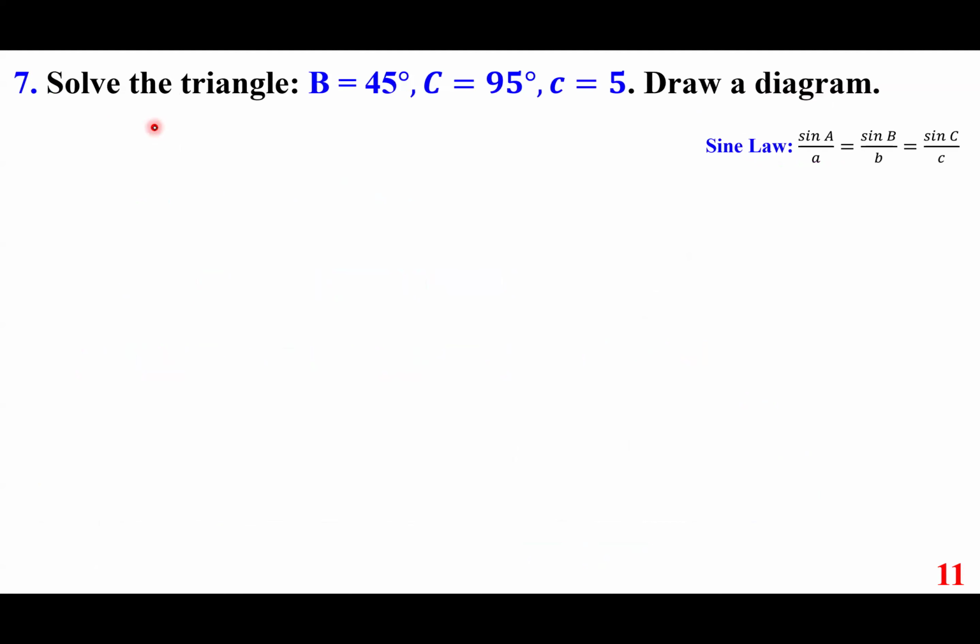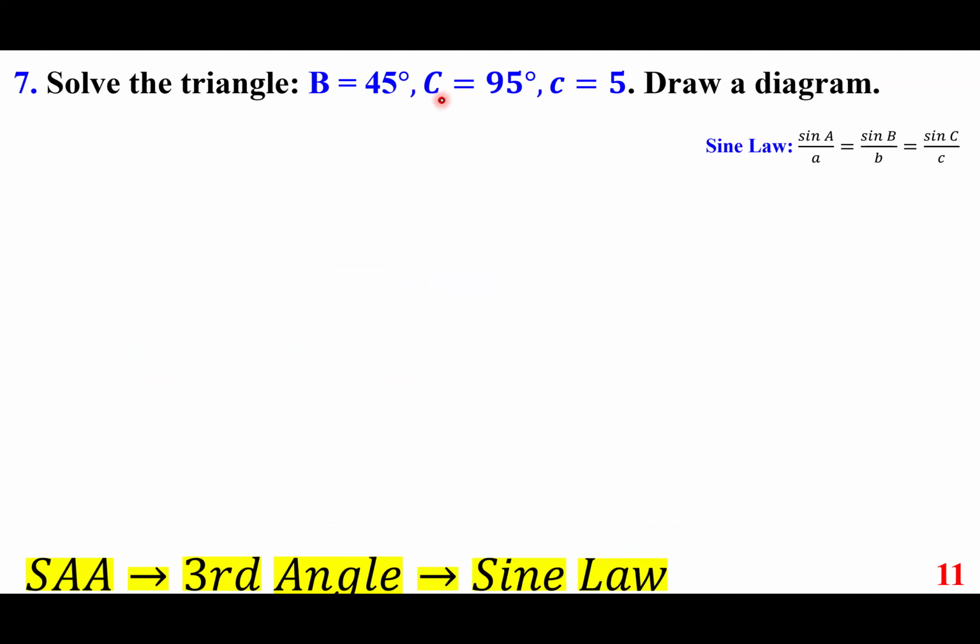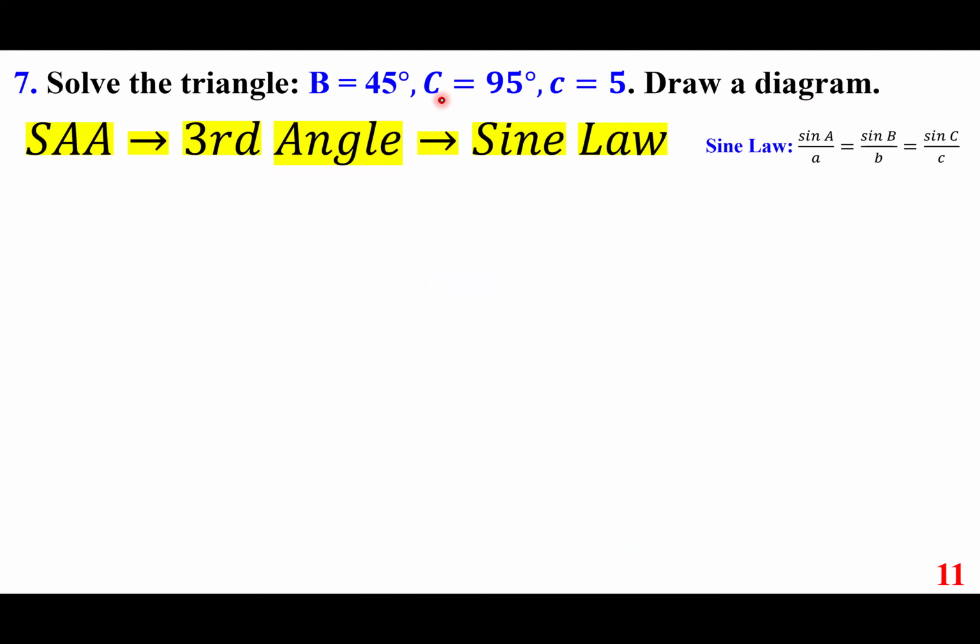All right, I'm going to solve this one. B is 45 degrees, C is 95 degrees, C is 5, and we want to draw a diagram. So we are going to, of course, come up with the third angle first, and then we're going to use the sine law in that order. So it's a good practice to have this again. When you put in the numbers, they may not be right at the end, then you adjust the drawing, okay? Because it has to be that the largest side is opposite the largest angle.